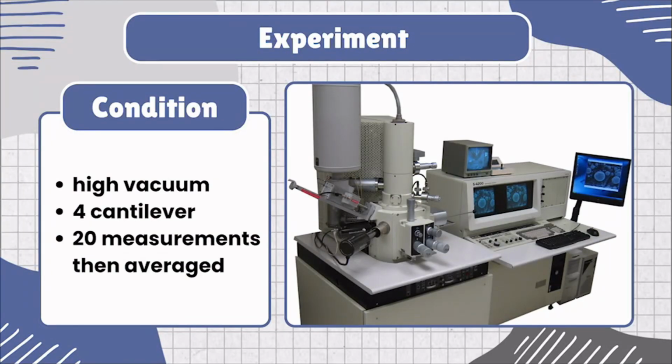Hi, it's Liu Jiaxun. The student number is number 1. Now I'll introduce the experiment method and equipment. All the experiments were done under high vacuum, which is a typical SEM environment. Besides, the author used 4 cantilevers in order to reduce random measurement noise. For each cantilever, 20 measurements were performed. Then the author averaged the results.